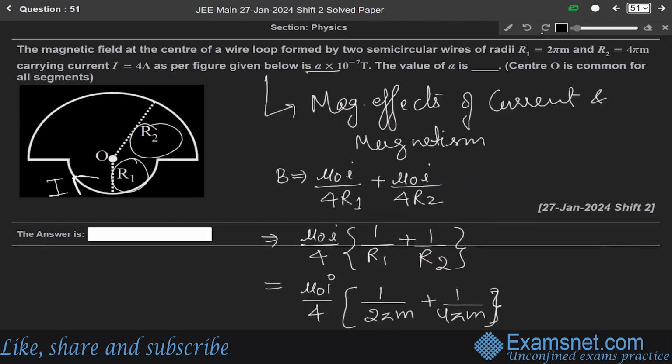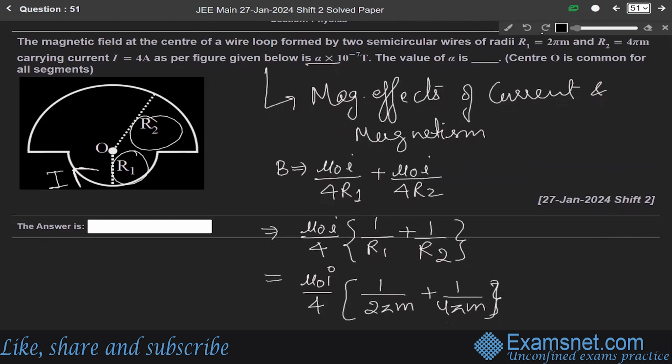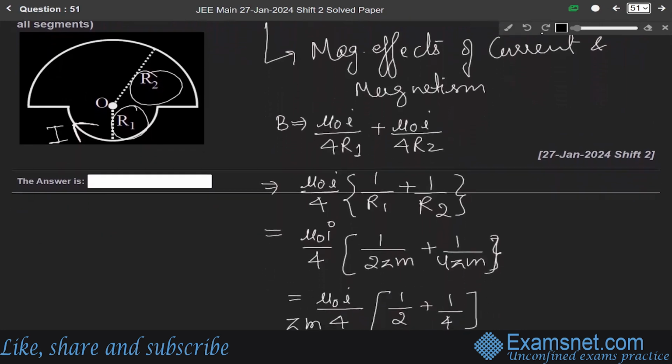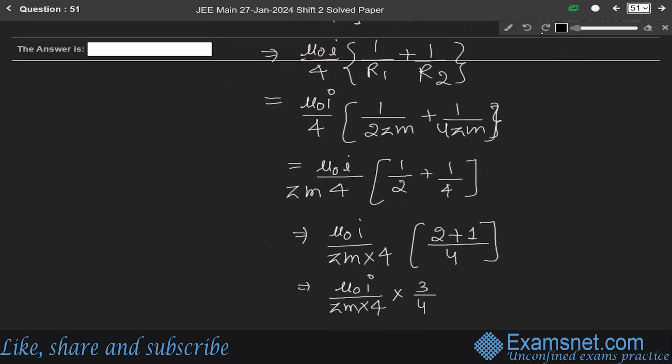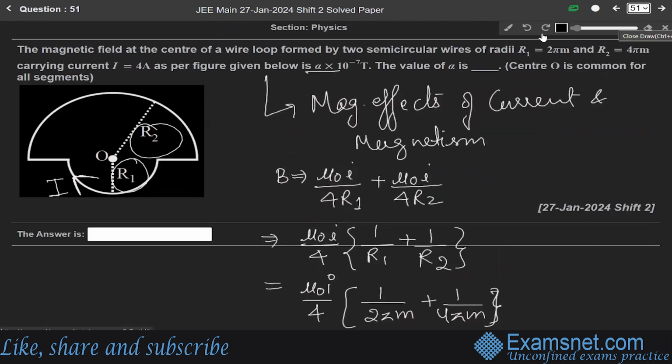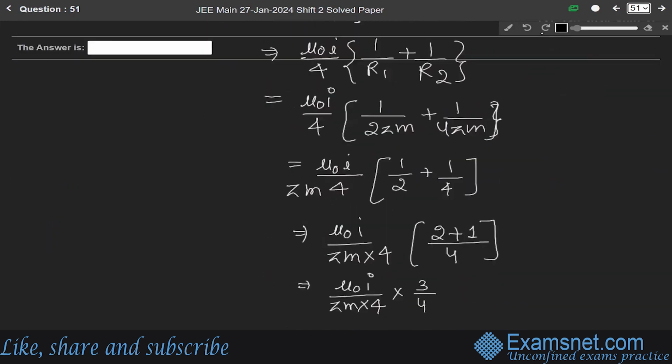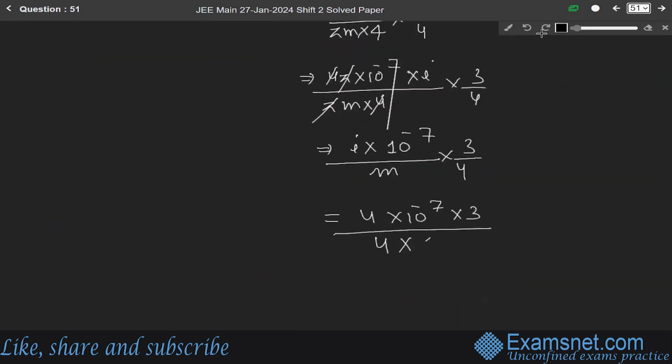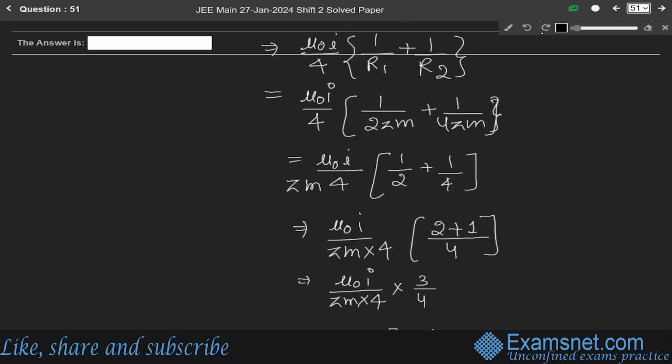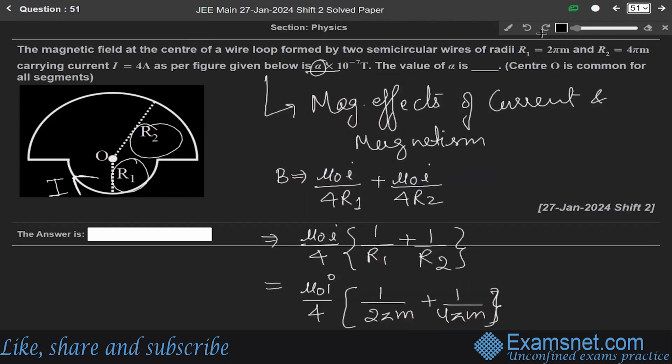Now what is m? R1 equals 2π m, and m is taken as 1. So take m as 1. It will be equal to 3 into 10^-7. Comparing it with the given equation α into 10^-7, α is equal to 3. So the value of α here is equal to 3.